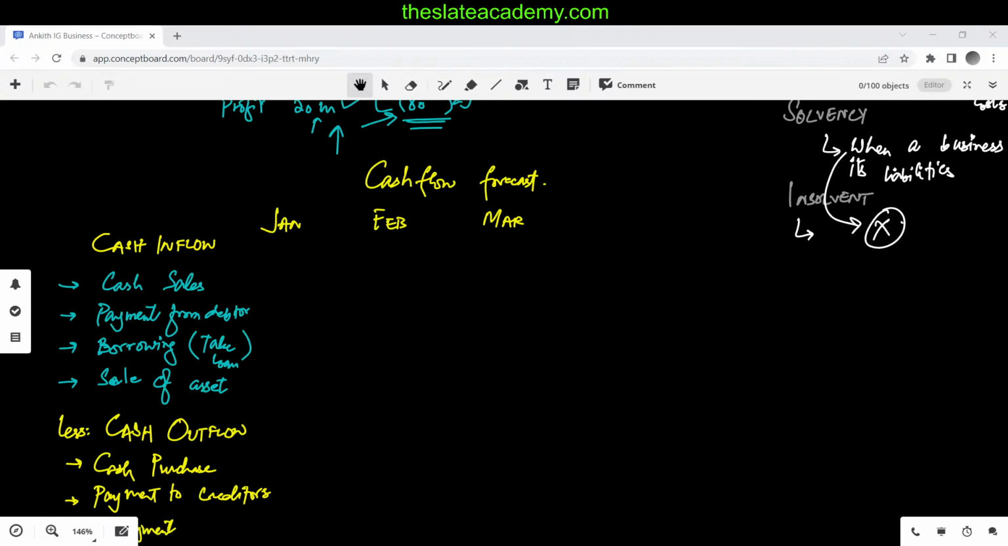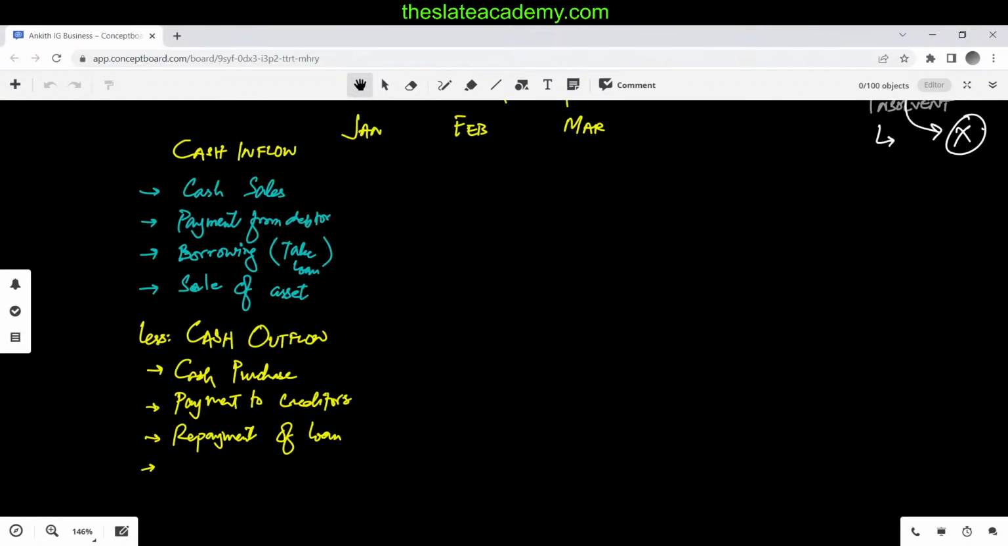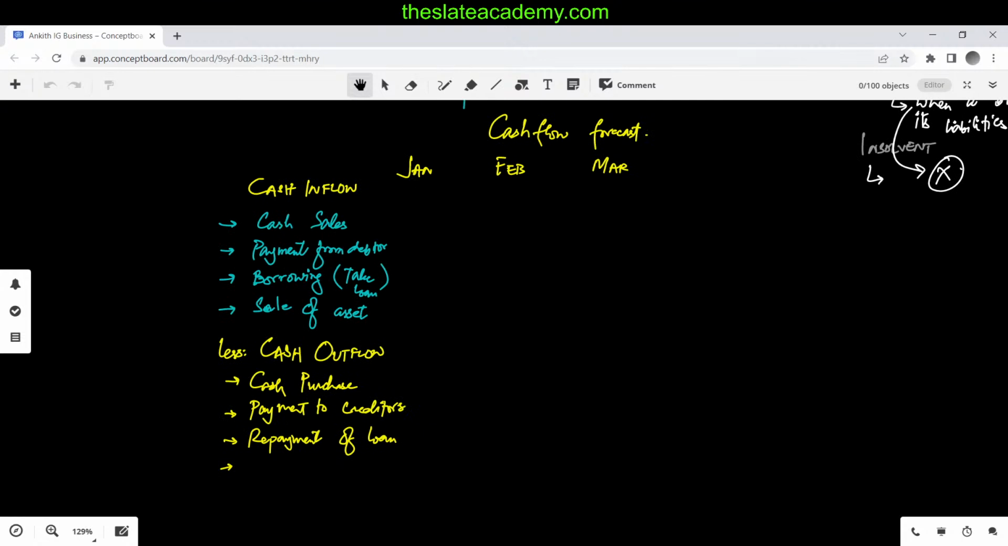When I take a loan, I'll have cash inflow. When I repay a loan, there will be cash outflow. Repayment of loan will result in cash outflow. And one other thing, if I purchase any asset. Cash purchases could have been covered over there, but with purchases we usually talk about inventory. Now we are talking about an asset. So cash purchase of asset, or any outstanding payment; all the payments will result in cash outflow.